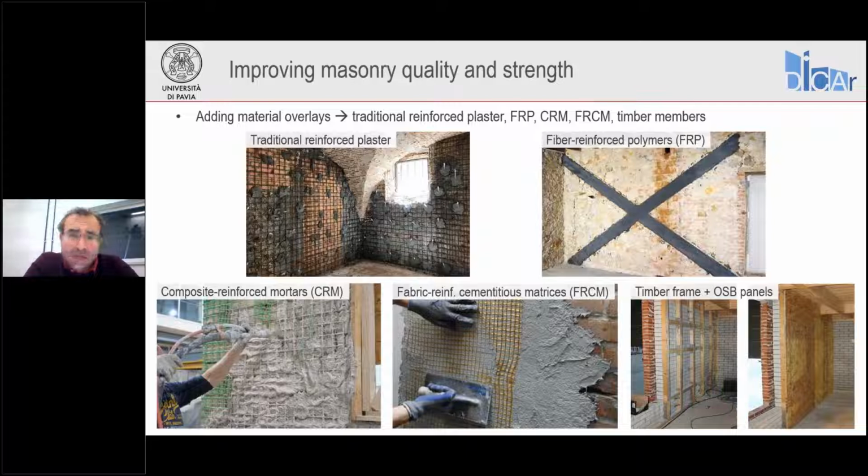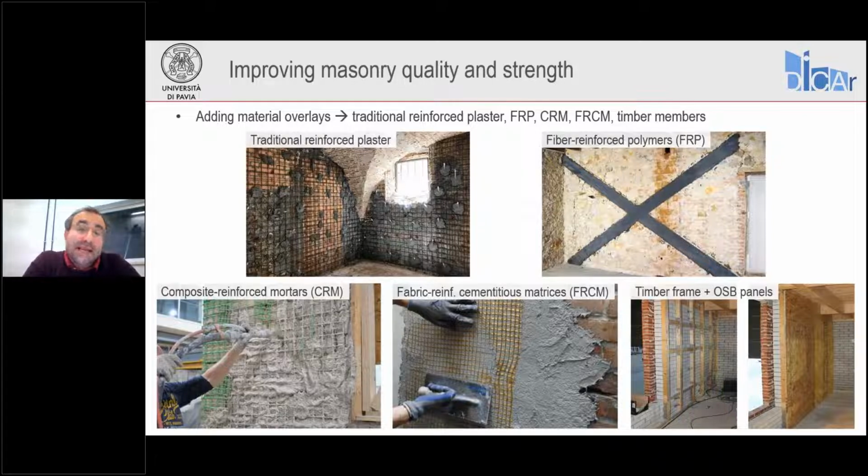Now, traditionally, we have the adoption of reinforced plaster. This has been used in Italy, at least quite extensively in some regions, especially in central Italy, starting from the 70s, I would say. And also in the 90s or so, another technique became popular, which was based on the application of the fiber reinforced polymers, or FRPs.